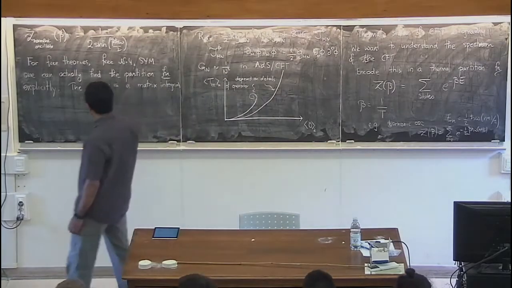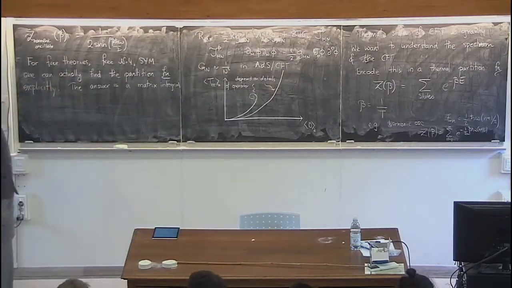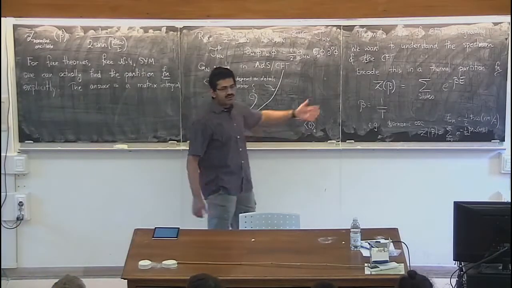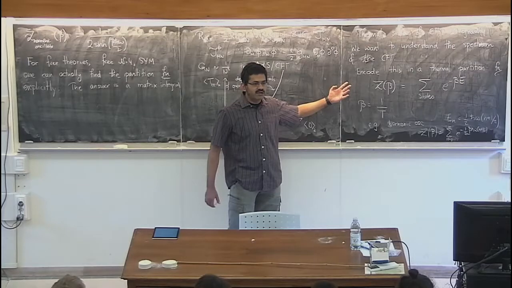So they found one answer. They found something interesting there, which I'm going to talk about in a while. But all I want to say is that for the free theory, you can actually do this. But if you want to do the interacting case, you have to be a bit cleverer, because you have to know what the eigenspectrum of the Hamiltonian is. And we don't usually know the eigenspectrum of the Hamiltonian for interacting field theories.